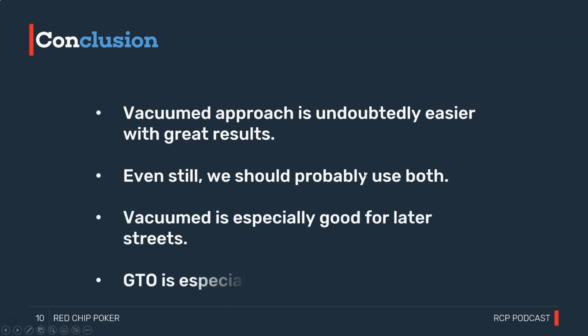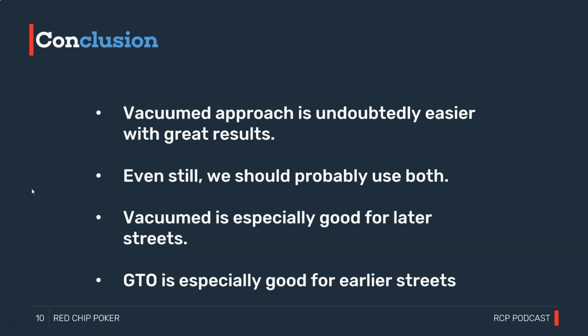And one simple reason for that is the vacuumed approach is especially good for later streets. Remember how we said calculating river EVs is very straightforward because there's only one street left to play? Whereas GTO is the opposite. Remember how we said aggregating river data is an exponentially large problem, whereas aggregating flop data is really not too difficult. You can use any modern solver to generate average GTO frequencies on the flop for every single flop texture. So what we find is two different methodologies where one excels at later street play and one is especially helpful for earlier street play. Having said that, the most important exploits are on the later streets.